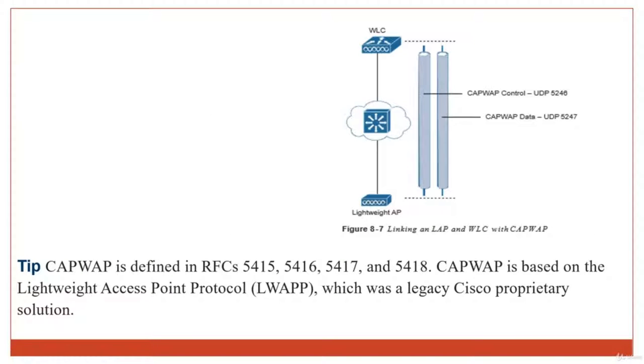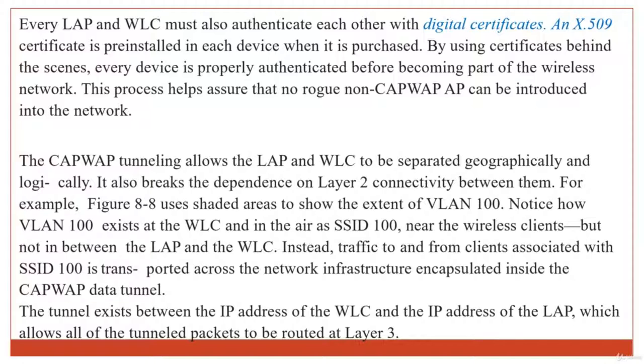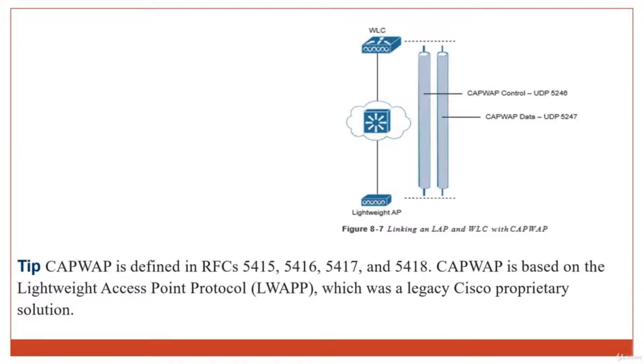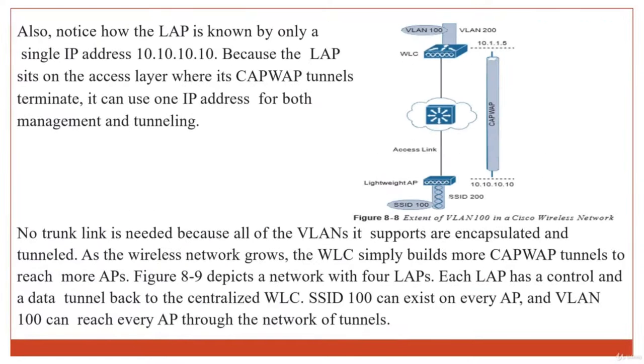Now here you can see that we have two tunnels. We have the data tunnel, we have the control tunnel, and in this manner, the access points will go and communicate with the WLC. That's the one part. Now what will happen in this case? Behind the scenes, what is happening? The tunnels that you are seeing between the WLC and the access point are using IP addresses. So that means they are IP based tunnels.